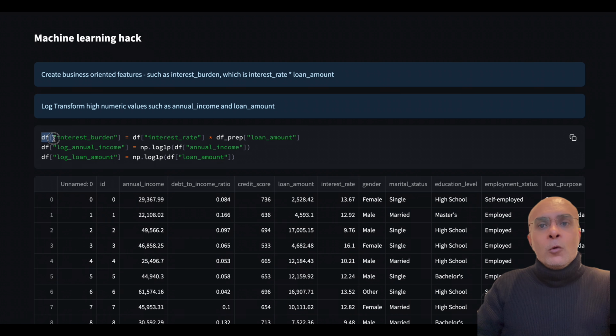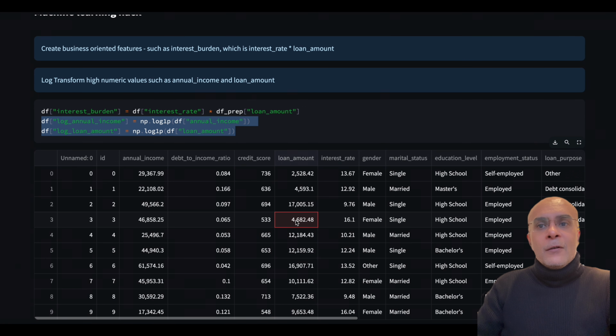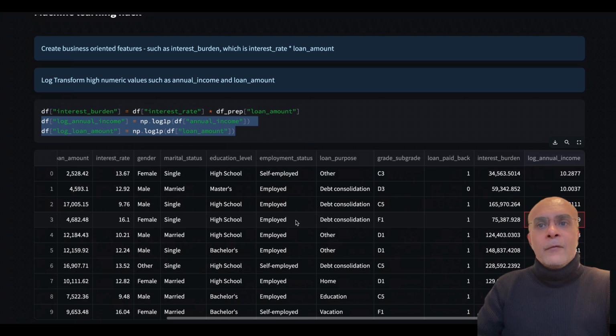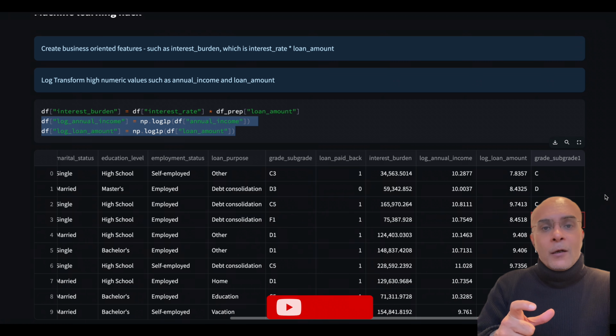The Python code would look something like this. We have this interest burden, which is basically the interest rate times the loan amount. And then we can apply the logarithmic transformation by using this function called log1p. If you look at the data, we would have all the earlier fields, but in addition, we'll also have these additional fields such as interest burden, the logarithm of annual income, and the logarithm of the loan amount. You can see that these log values are much smaller in absolute terms compared to their original values.